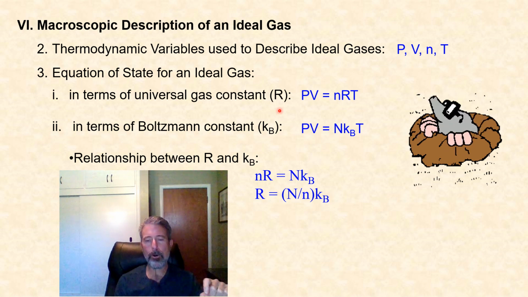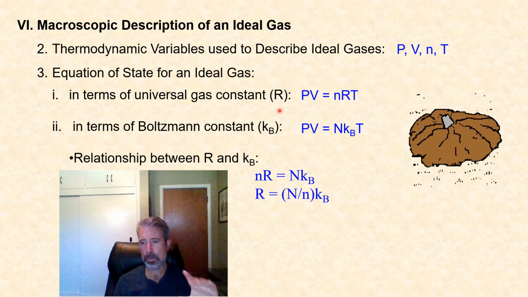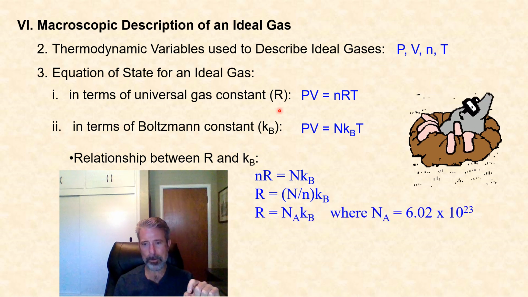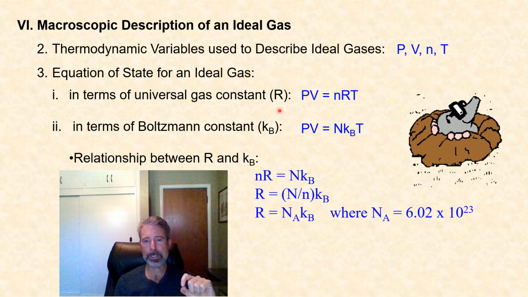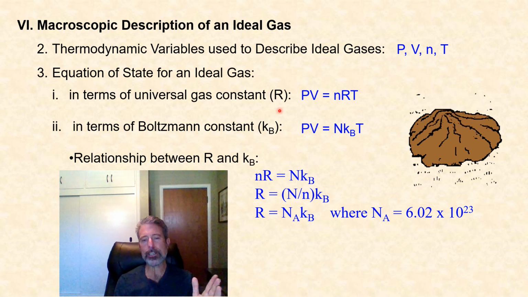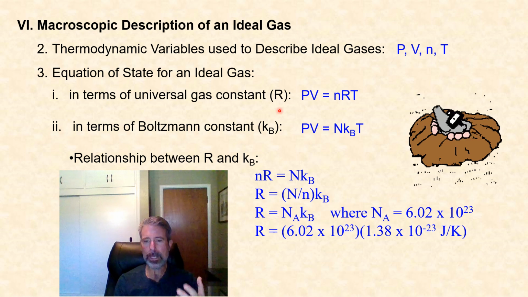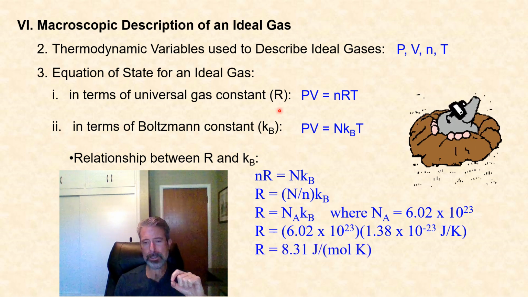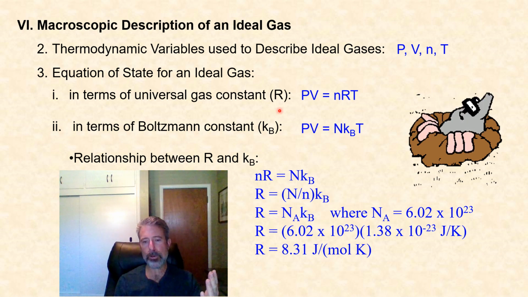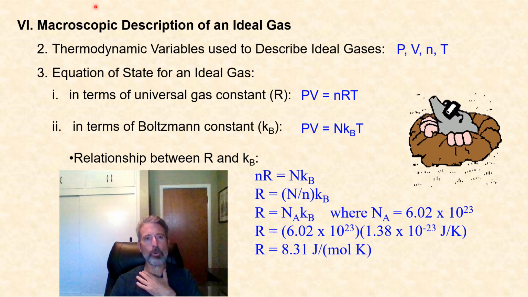in which case the ideal gas constant R is just equal to the number of particles divided by the number of moles, which many of you, hopefully you've had chemistry, you recognize as Avogadro's number, N sub A, that number 6.02 times 10 to the 23rd. So we see that the ideal gas constant is simply Avogadro's constant times the Boltzmann constant. And when we plug in the numbers here, we find out that R has this value of about 8.31 joules per mole Kelvin.